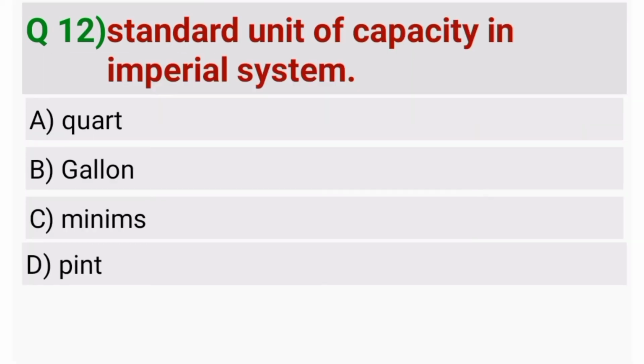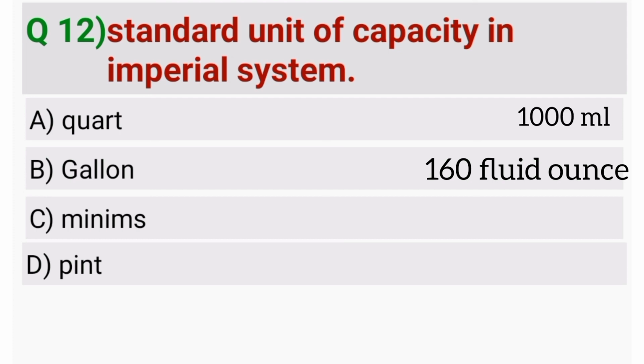Question number 12. Standard unit of capacity in imperial system. Here the options are quart, gallon, minim and pint. Here the answer is option B, gallon. Gallon is the standard unit and all the other measures of capacity are derived from it. 1 gallon is equal to 160 fluid ounce. 1 quart is 1000 ml and 1 minim is 0.06 ml, that is 1 drop. Then 1 pint is 500 ml.